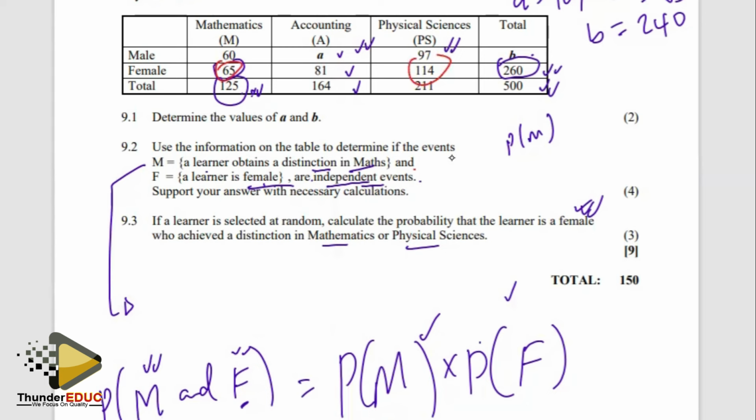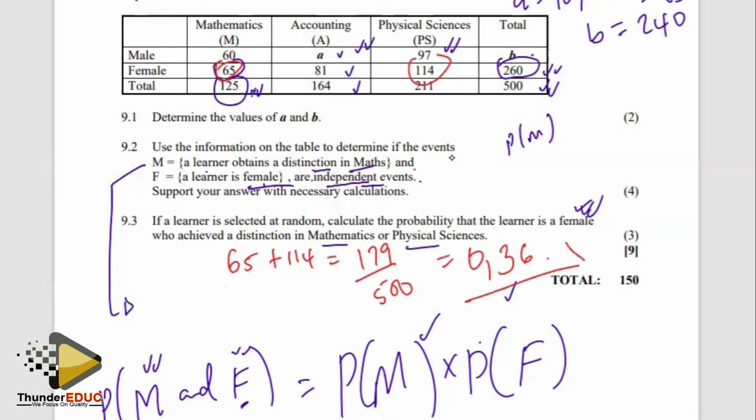These girls are serious, no? So it's going to be 65 plus 114. That's what we need since we're looking at two subjects. So 114 plus 65 is 179. Then since we're talking about probability, you divide by the total. So 179 divided by 500, we get 0.358, which is 0.36. Leave it as a fraction, simplified fraction, or just a decimal. There is no problem. Or even a percentage. So you'll get your marks for that.